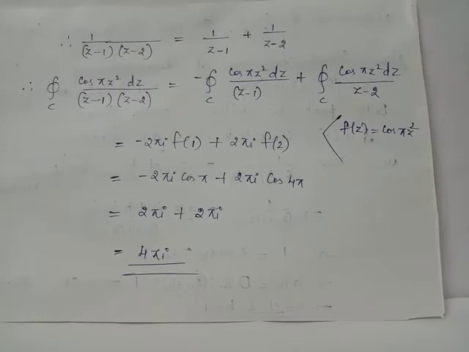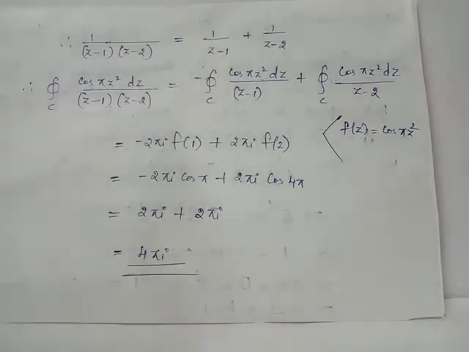In order to evaluate the integral over C of cos(πz²) dz upon (z − 1)(z − 2), it's enough to evaluate the sum of these two integrals. We have negative integral over C of cos(πz²) dz upon (z − 1) plus integral over C of cos(πz²) dz upon (z − 2). This splitting we could arrive at, because here we found 1 by (z − 1)(z − 2) equals −1 by (z − 1) plus 1 by (z − 2). If you multiply both sides by cos(πz²) in the numerators and apply the integral sign, integral dz, then you get back to these same expressions.